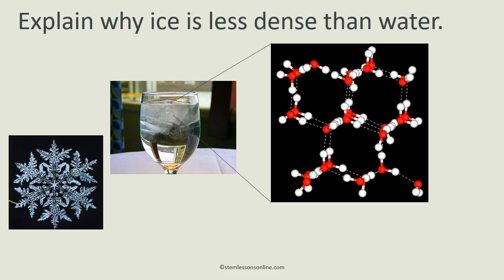So when there is hexagonal shape orderly arrangement, what will happen is the volume will increase. When the volume increases, the density decreases. That's why ice floats on water. So we call this orderly arrangement, this type of solids, crystalline solid.